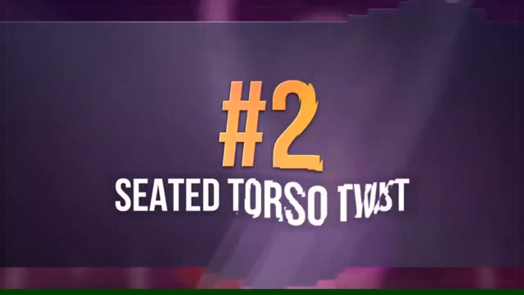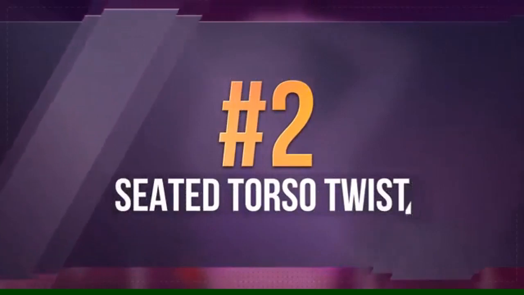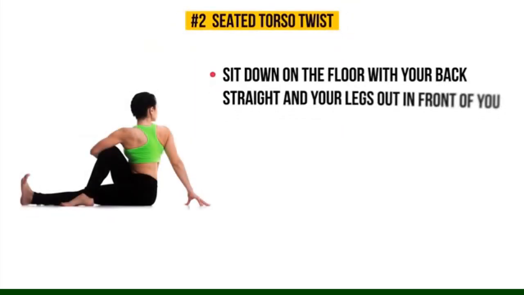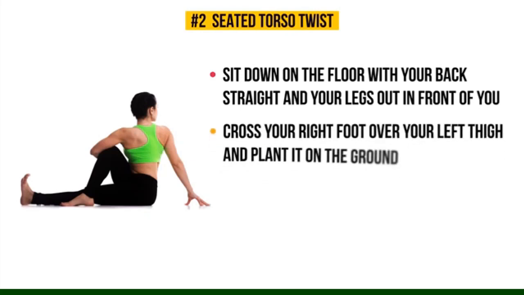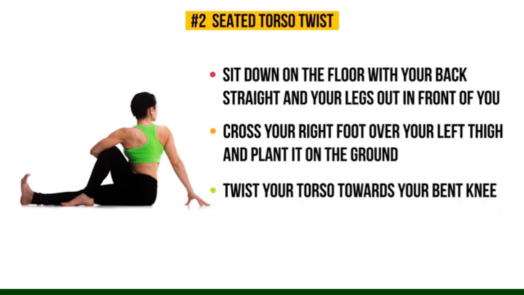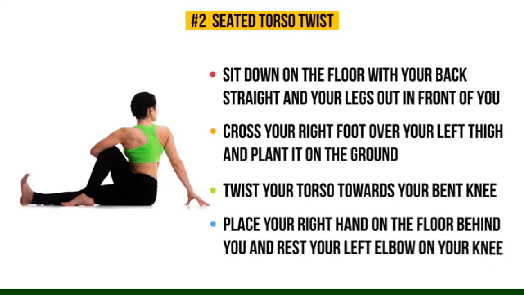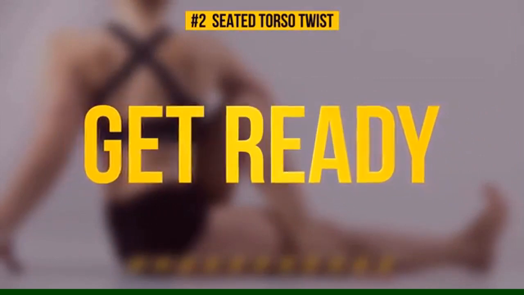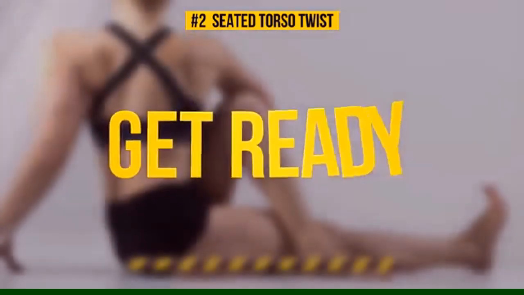Exercise number 2, seated torso twist. Sit down on the floor with your back straight and your legs out in front of you. Cross your right foot over your left thigh and plant it on the ground. Now, as you twist your torso towards your bent knee, place your right hand on the floor behind you and rest your left elbow on your knee. Keep this pose for the next 30 seconds. All clear? Then let's begin!